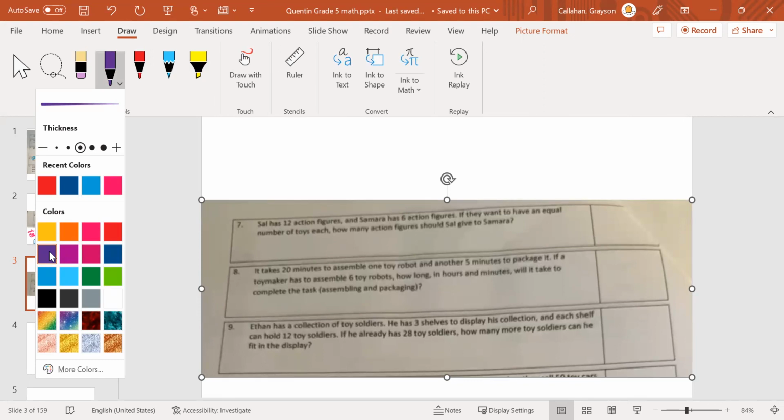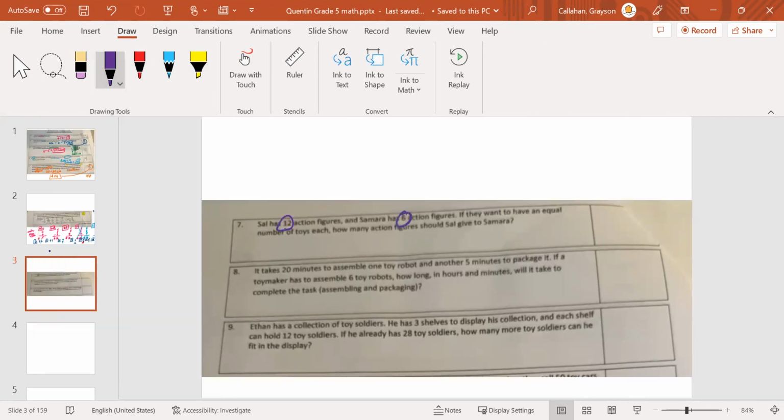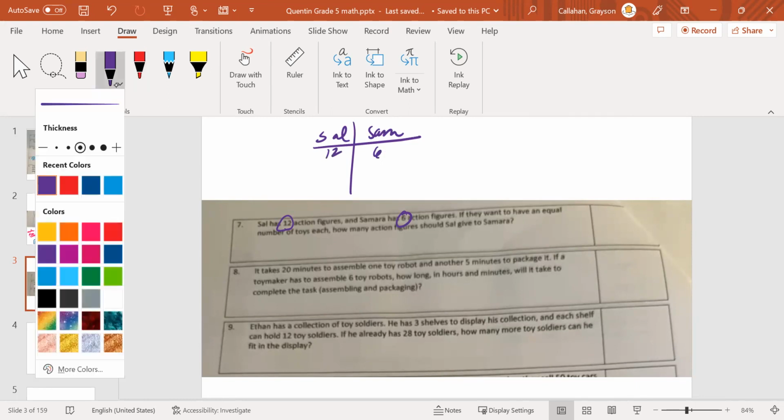Has 12 action figures, and Samara has 6 action figures. They want to have an equal number of toys. How many action figures should Shell give to Samara? This one looks a bit easy. Why didn't you try to figure it out on your own then? I want you to go ahead and try to figure this out on your own.